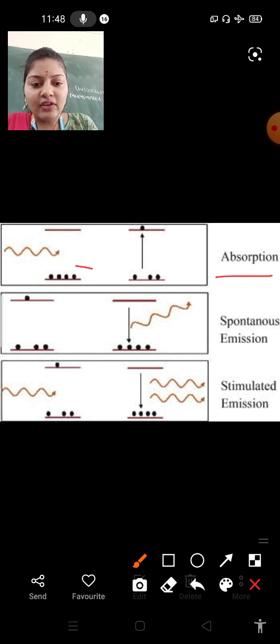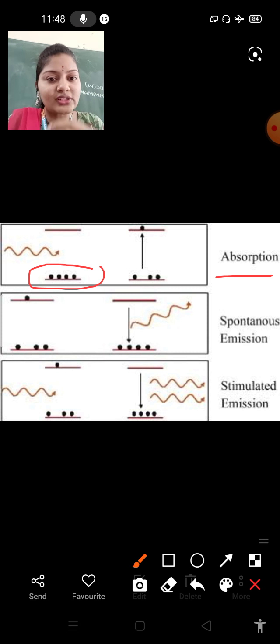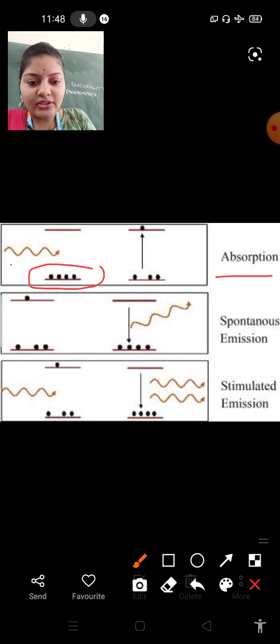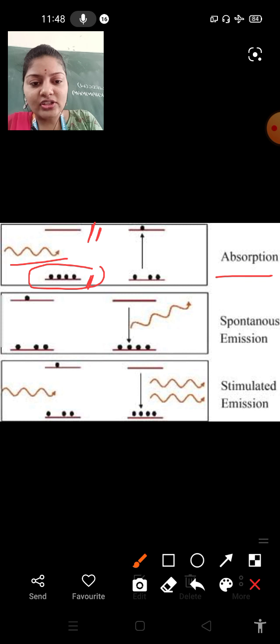So the energy level E1, in the ground state, more atoms are occupied, and the ground state is the more stable state. Whenever we give some energy, E equals h nu, to the atoms in the ground state, they are excited to the next energy level, energy level E2. For example, this is energy level E1, this is energy level E2.